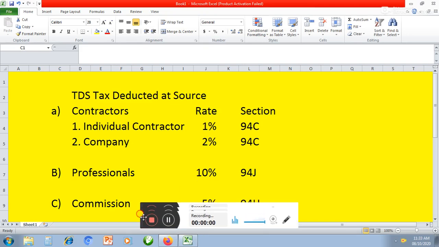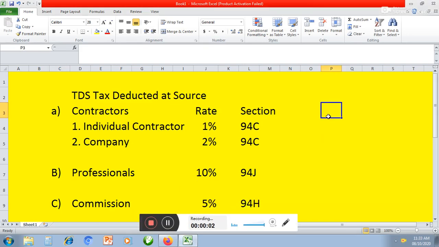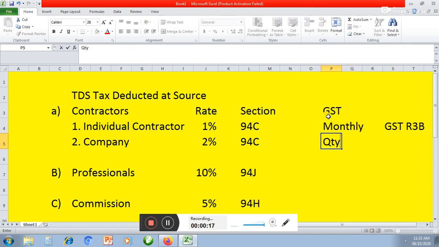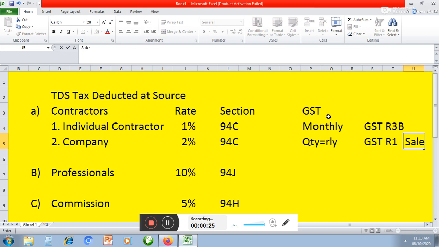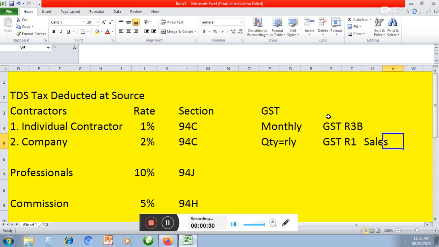So we have already completed our GST topics. Remember, in GST we have done the reports of GST, the monthly filing of return, that is GST R3B, and the quarterly return we have done, that will be GST R1.